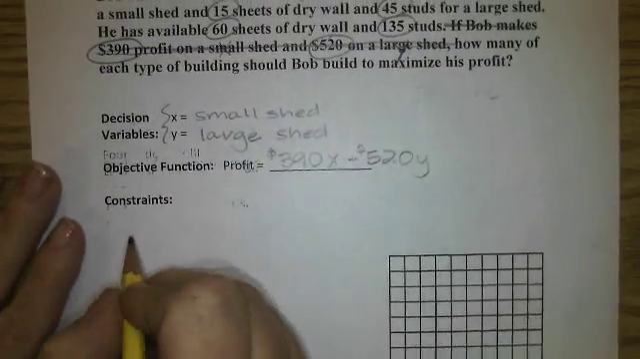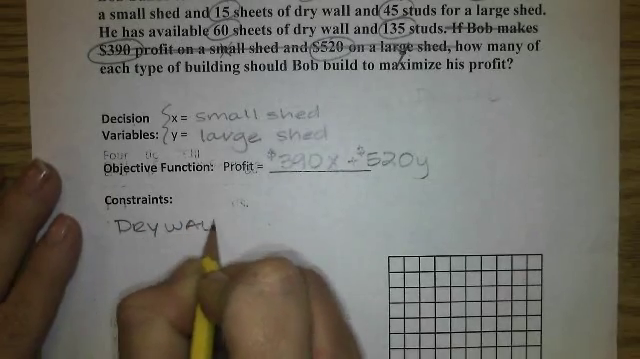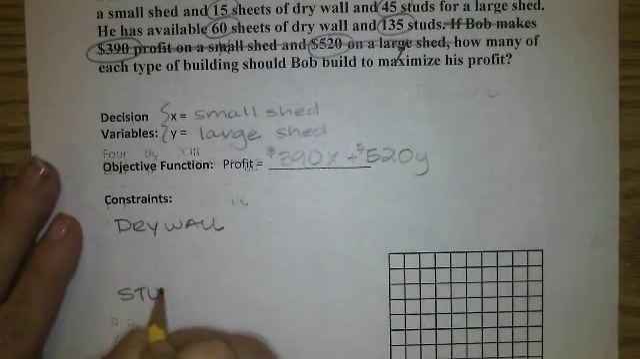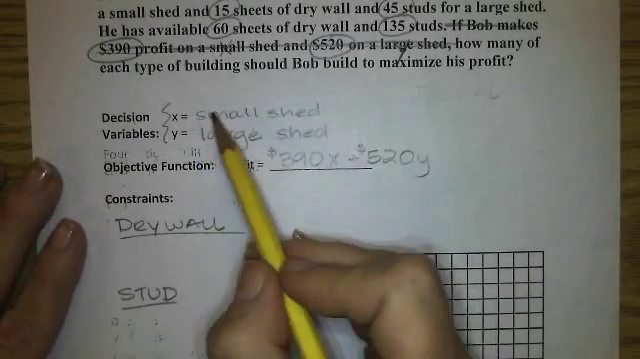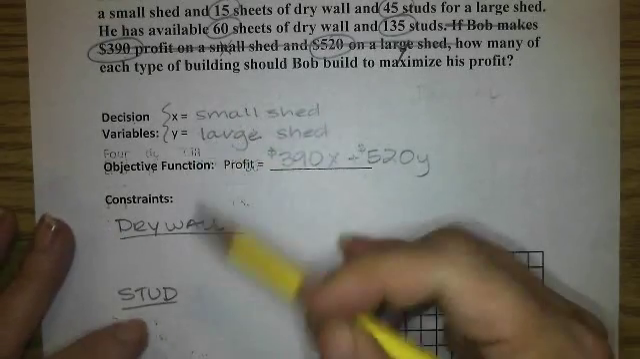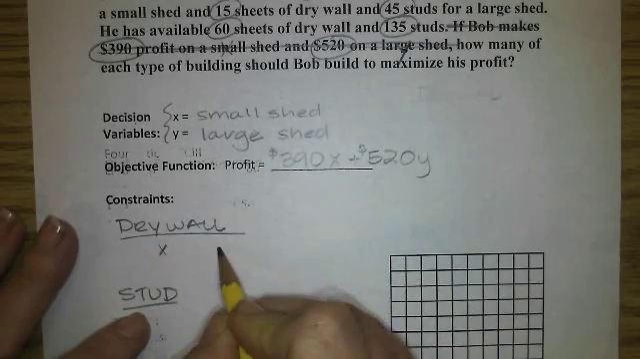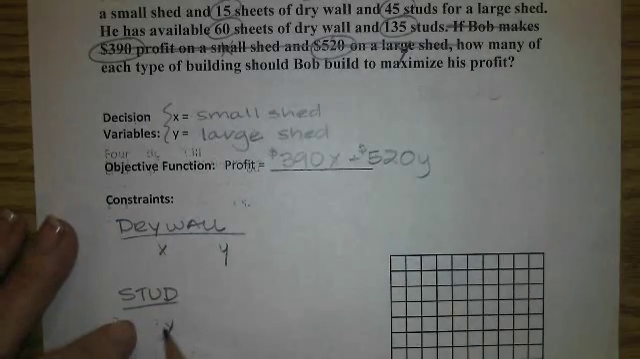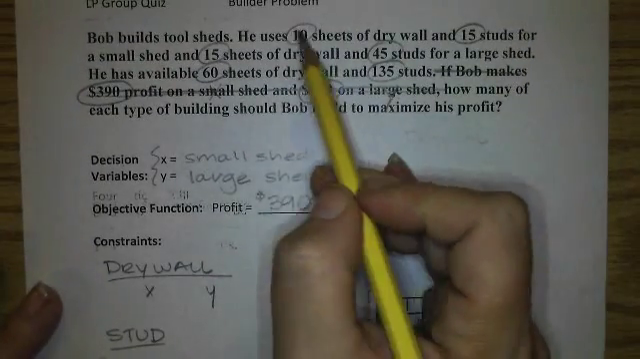And I'm going to say that I have a drywall issue and I have a stud issue. I'm going to have drywall for my small shed and my large shed, and I'm going to have studs for my small shed and my large shed. So basically, there's going to be an X and Y under both of these equations, okay? So let's see if we can start putting it together.